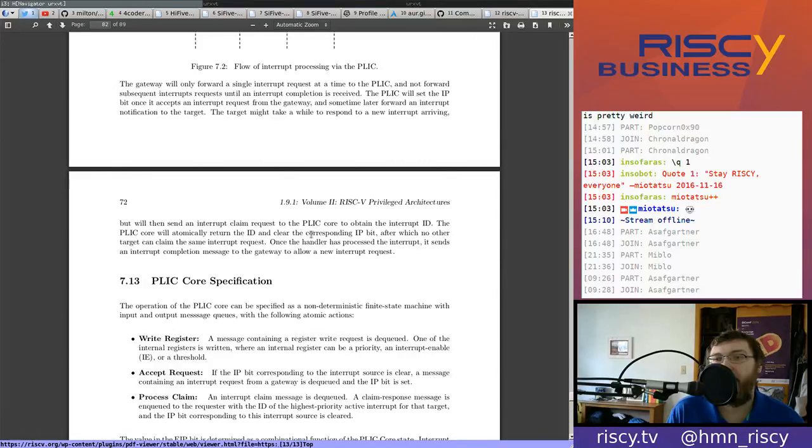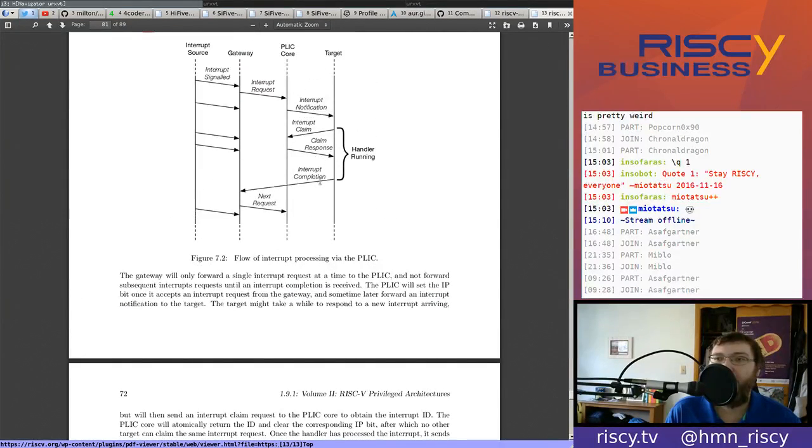The PLIC core will automatically return the ID and clear the corresponding IP bit, after which no other target can claim the same interrupt request. Once the handler has processed the interrupt, it sends an interrupt completion message to the gateway to allow a new interrupt request. So that tells us more about what this dance is between the PLIC core and the target. You've got this gateway queue, it sends an interrupt request to the PLIC core, and then the PLIC core sends a notification to the target because the target might take some time to say, okay, I'm gonna handle this interrupt now. And then once the target thread says that, it sends back an interrupt claim to the PLIC core.